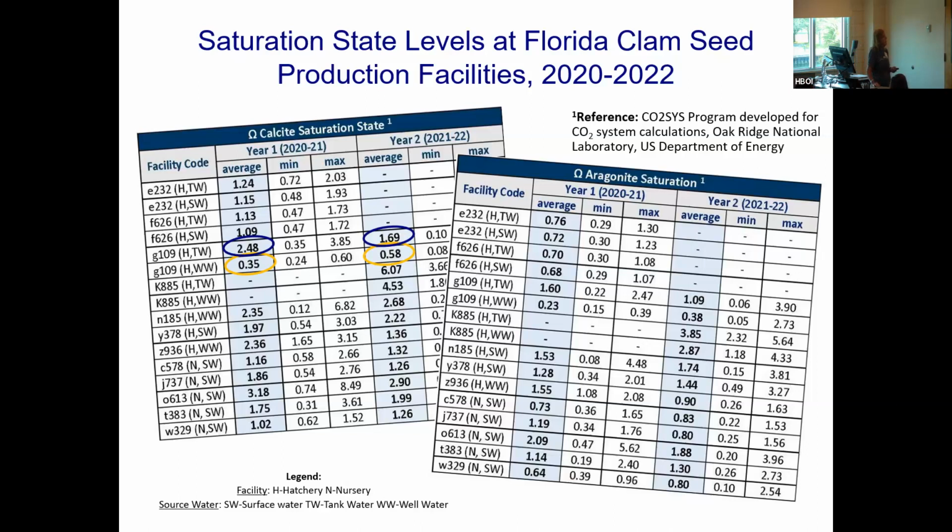It's not surprising to see this, but let's look at the aragonite saturation levels. Again, in the blue highlighted columns here and here. And we do see values less than 1 in hatcheries using surface water, as well as well waters, and as well as at nurseries using surface water. And all 3 of those nurseries are in one location, by the way. So what does that mean? Again, I would suggest that these are estimates.